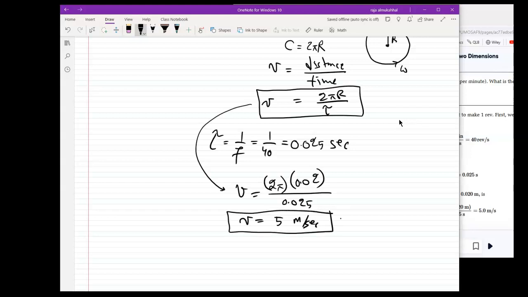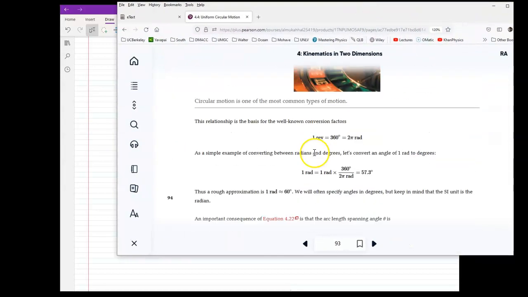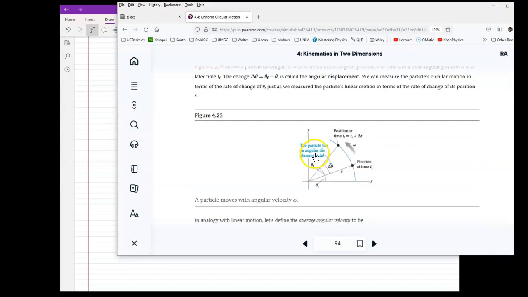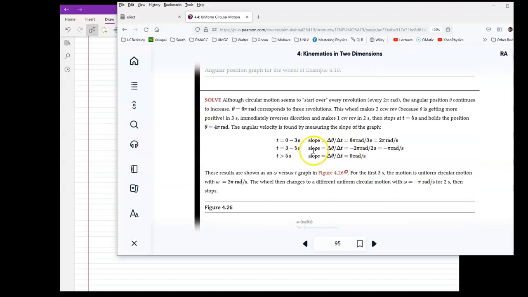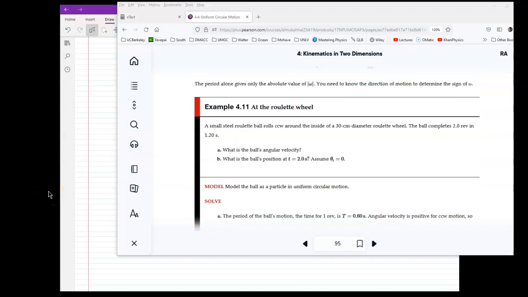Okay, good. Another example, 4.4. Let me go to it. Actually, it's example 4.11. Here it is. It says a small steel roulette ball rolls counterclockwise around the inside of a 30 centimeter diameter roulette wheel. The ball completes 2 revolutions in 1.2 seconds.